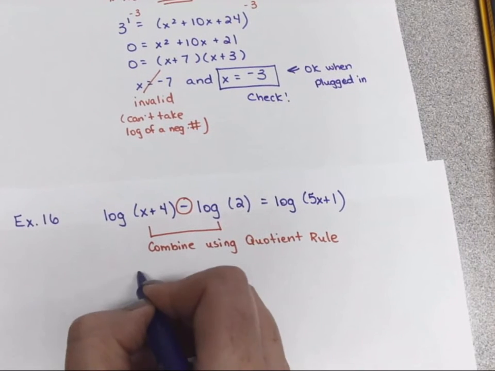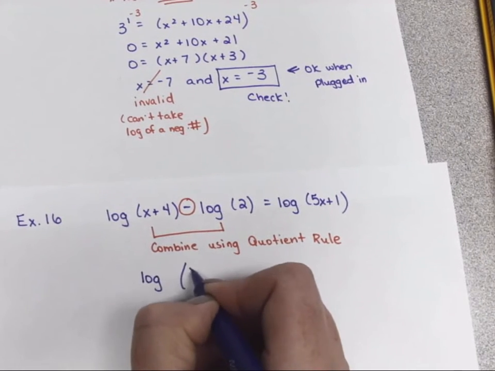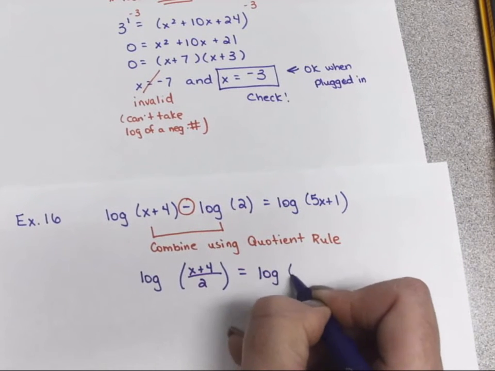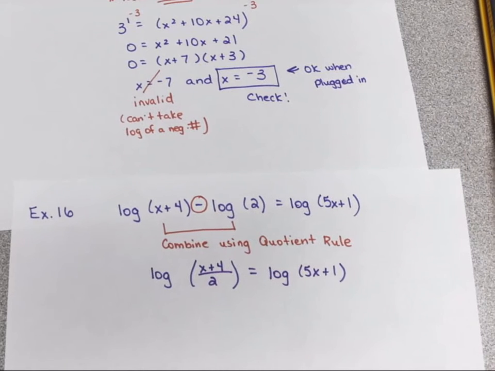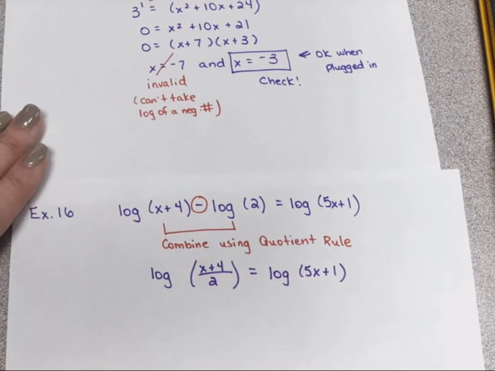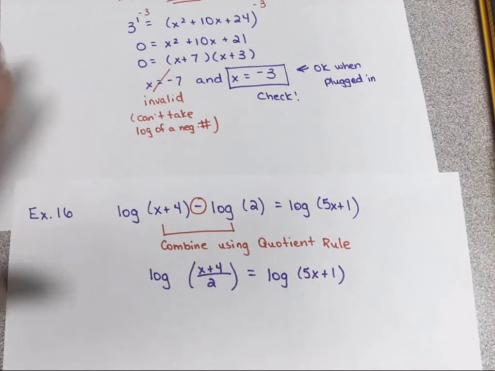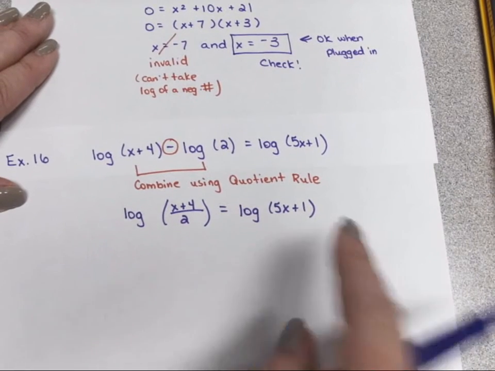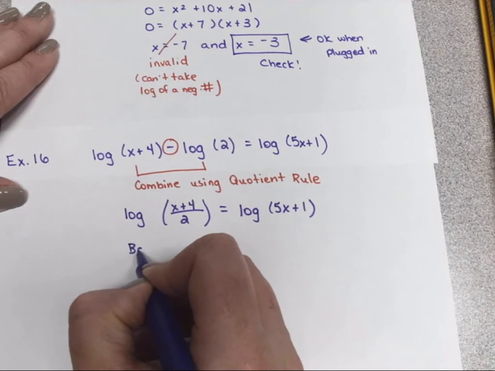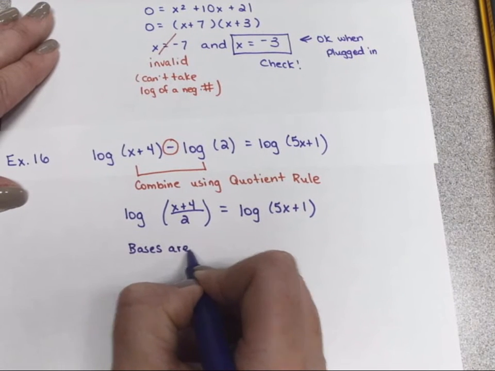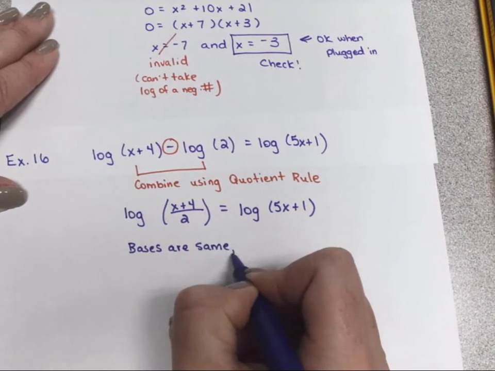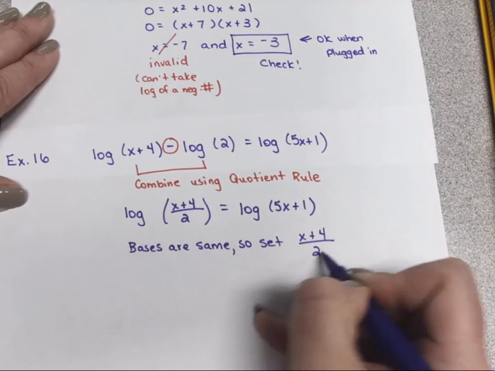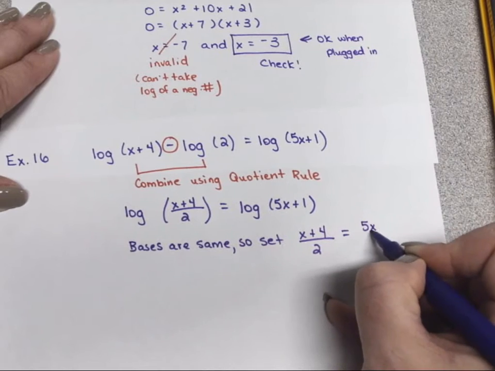So rather than multiplying, it's going to look like this. The log of (x plus 4) over 2 equals the log of 5x plus 1. Notice this one's not like the previous two, not just because we're using the quotient rule, but also because there's a log over here, okay? But notice the bases are already the same. So if the bases are already the same, what can we set equal to each other? The (x plus 4) over 2 must be the same as the 5x plus 1.